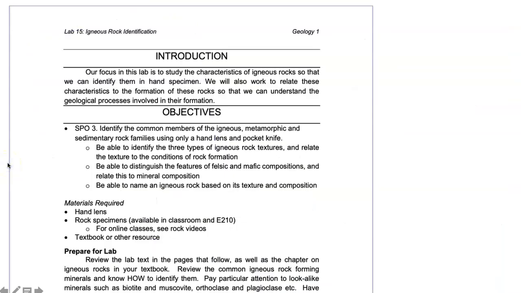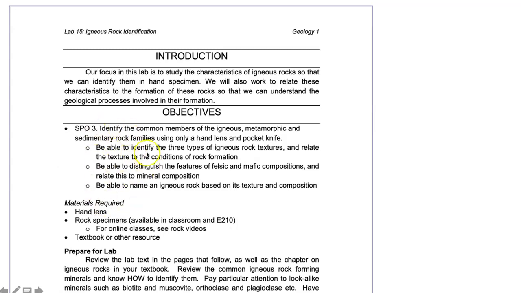Here's the introductory page of your lab. And as it says here in the program objectives, we're going to be identifying common members of igneous, metamorphic, and sedimentary rock families. Well, it says using a hand lens and pocket knife, but since we're doing this online, you're going to be doing it mostly by observing visually on videos. Hopefully you got a rock kit from PCC so you can at least look at some of this in your own hand with a hand lens.